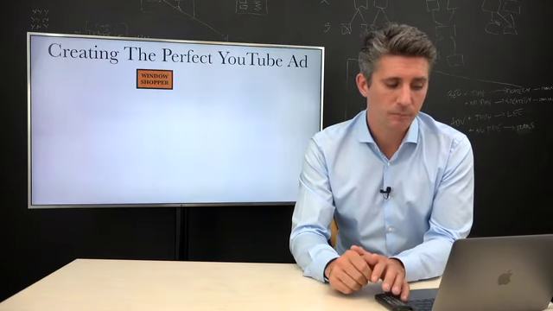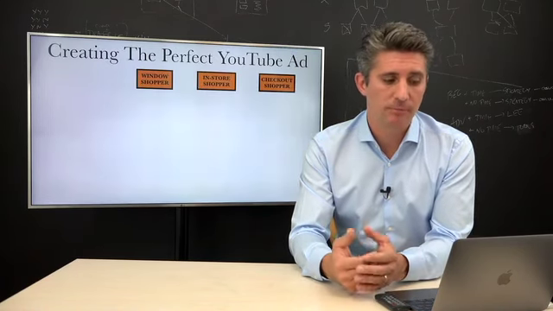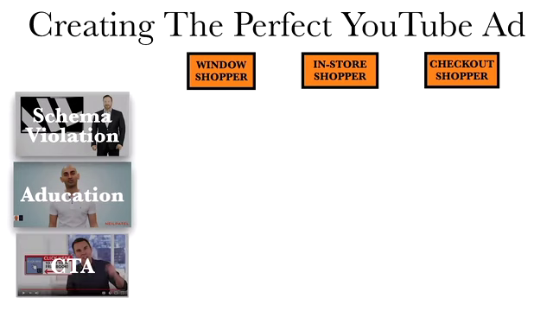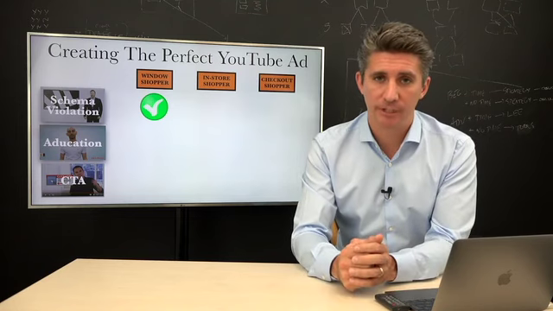So let me break it down for you and show you how to do this. Here are the three types of shopper: window shopper, in-store shopper, and checkout shopper. And here are the three different sections of any video that you might like to include. When you create your videos, if you're getting in front of a window shopper, you will need a schema violation at the very start of your video. You need to grab their attention from the very beginning.